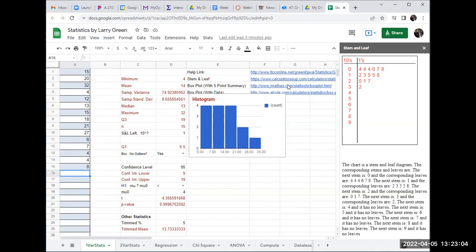And these are other ways of getting these plots. Just to let you know that. Any questions on these plots?